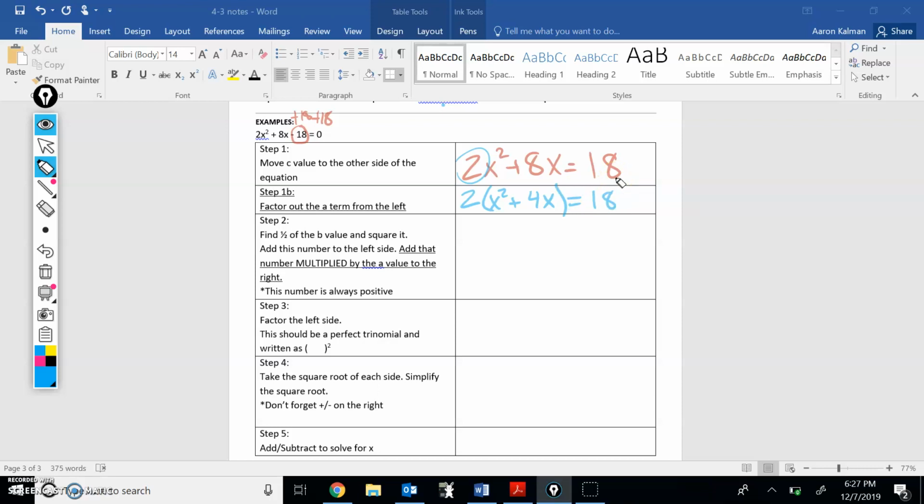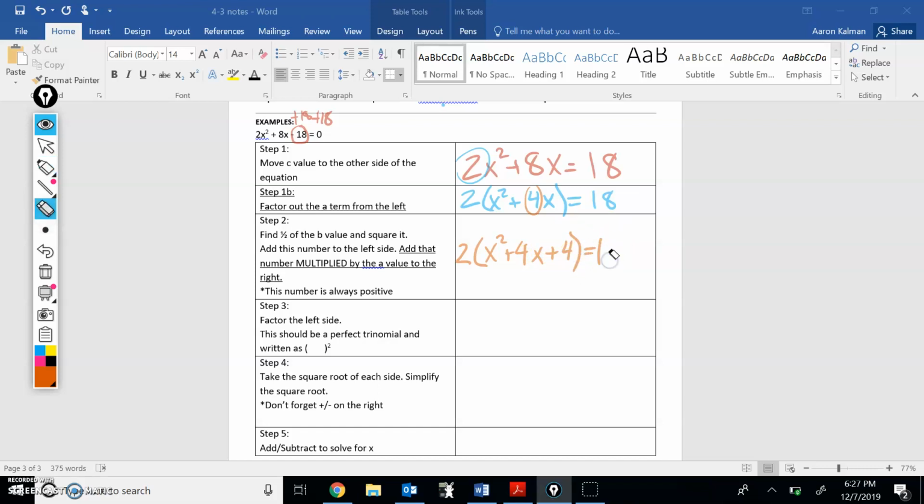Next step is to do the completing the square part. We are going to take half of the b value and then square it. Here's the b value. Half of 4 is 2. Squaring it makes 4. So it's going to look like this: 2 parenthesis x squared plus 4x, and then we said half of 4 was 2. Squaring it makes 4, equals 18.